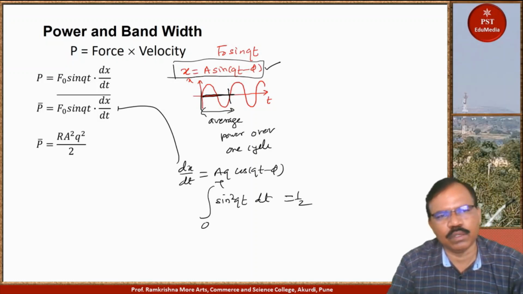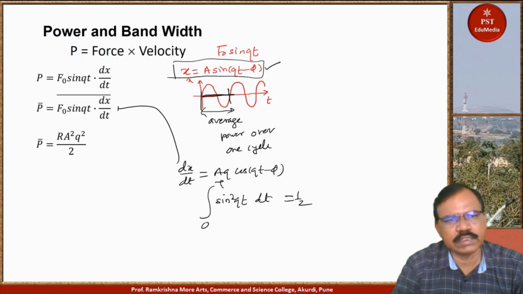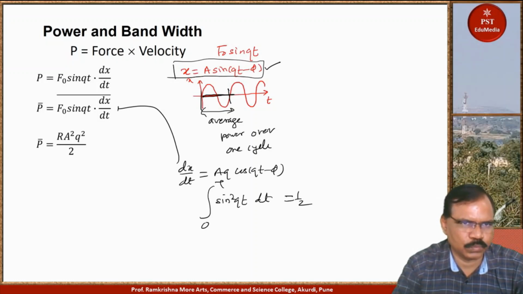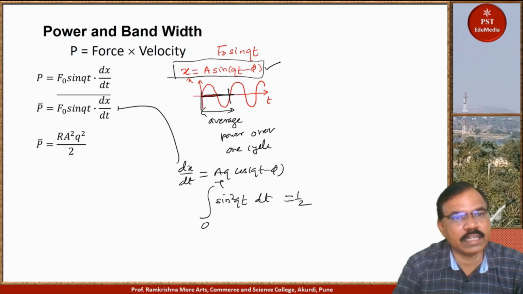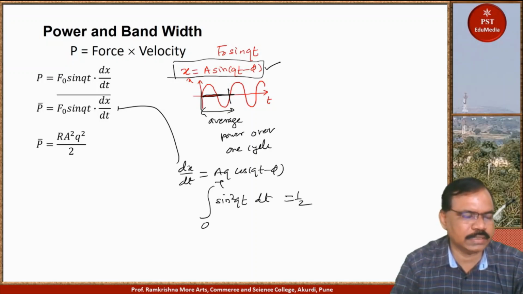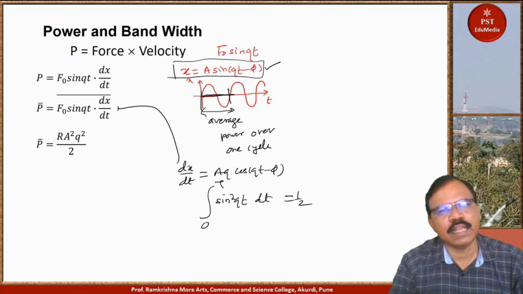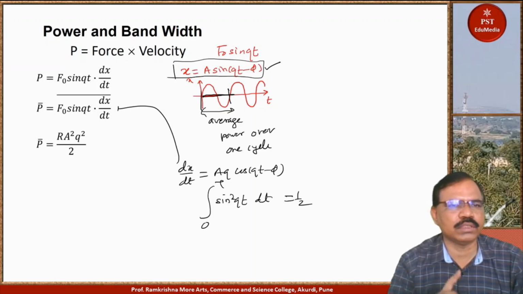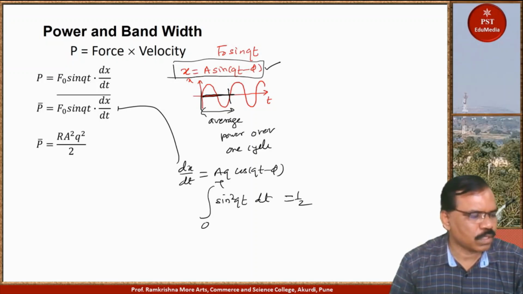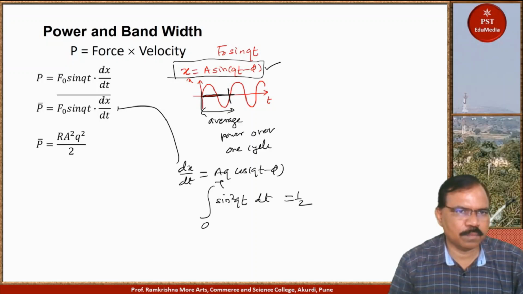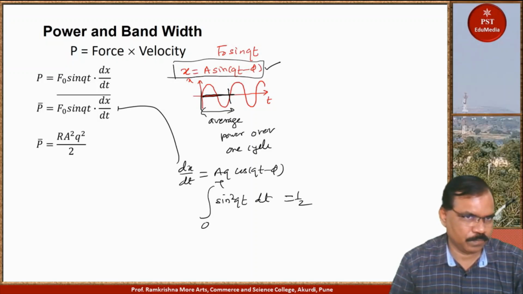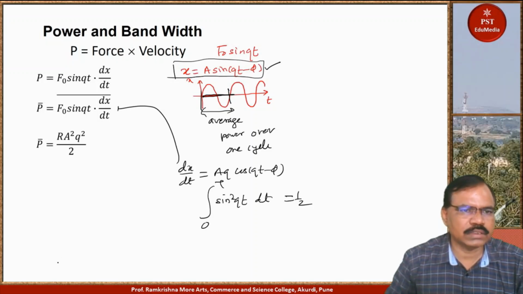P bar is equal to R a square q square upon 2, where R is the damping, a is the amplitude at that frequency, and q is the frequency of the applied force. So this is the power absorbed by the oscillator.